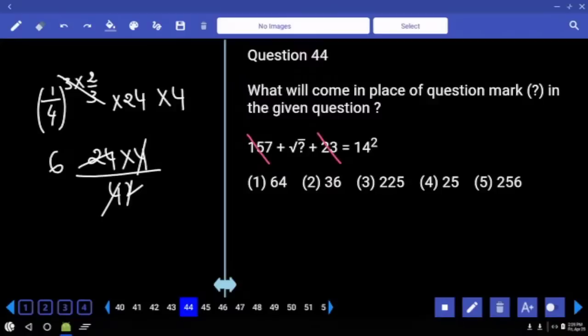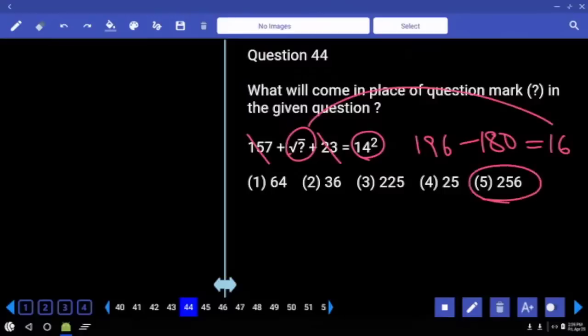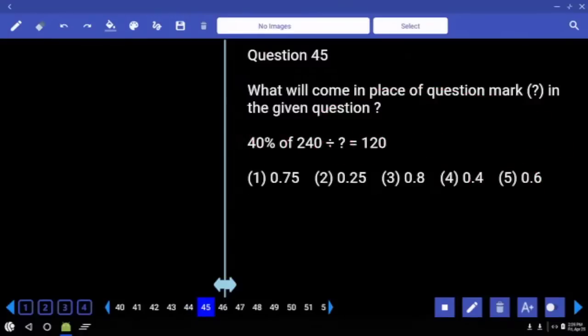Sum of these two numbers, 180, goes to right hand side, becomes minus 180. 14 square is 196. This is equal to 16. Root x is equal to 16. X is equal to 16 square. Divided by x goes to right hand side. Right hand side number comes to left hand side denominator.